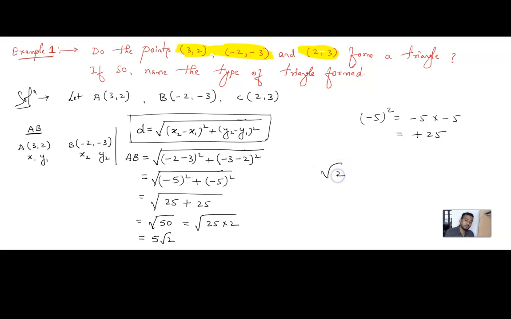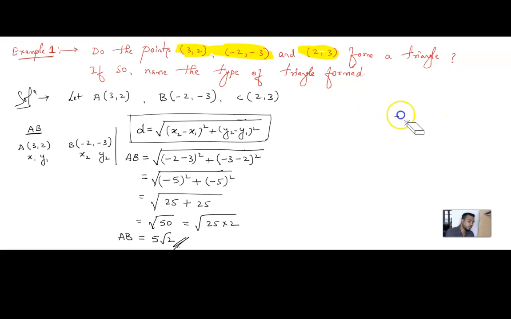Again, can you reduce this root 2? Let me check. What is 2? Even number. So which is the least even perfect square? That is 4. 2 twos are 4. So 4 is the even perfect square. In 4 tables will you get 2 as the answer? No, because 4 ones are itself 4. Understood? It means the values are going to start above 4, not below 4. So 2 cannot reduce to its simplest form. Then we have to keep the 2 as it is. So the distance between AB is 5 root 2.